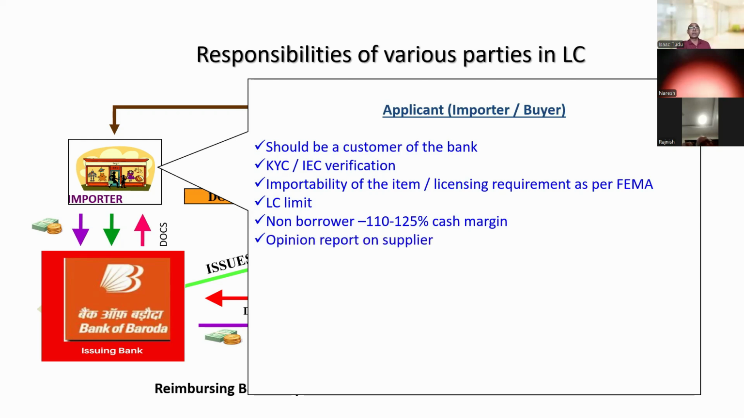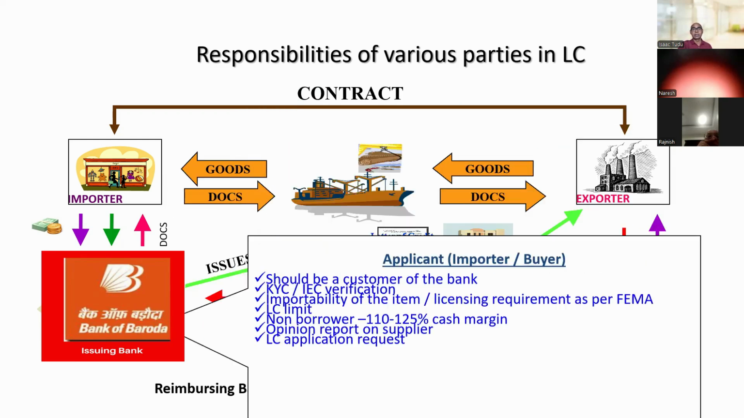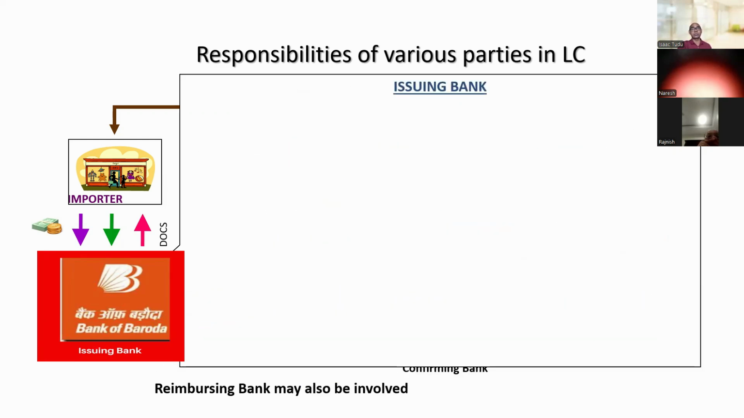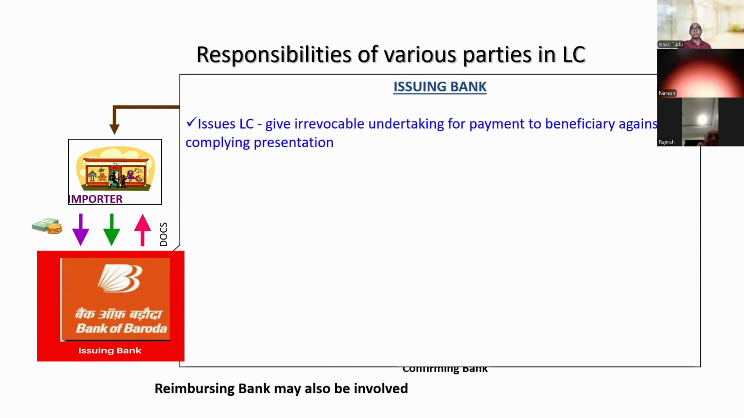So, an opinion report on the supplier. Supplier means beneficiary. Many banks will insist that before we issue the LC, we need to take a credit opinion on the supplier. That could be a possibility. And obviously, for that LC issuance, the applicant needs to submit the LC application form to the issuing bank. Once the issuing bank has received the LC application form, they will issue the LC, meaning they give an irrevocable undertaking to make the payment to the beneficiary against a complying presentation.